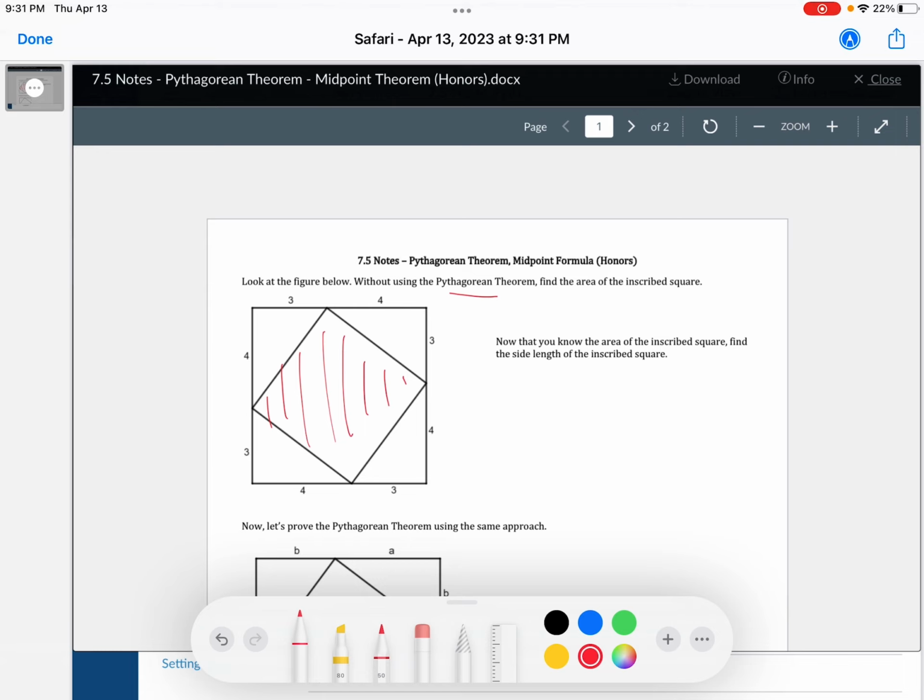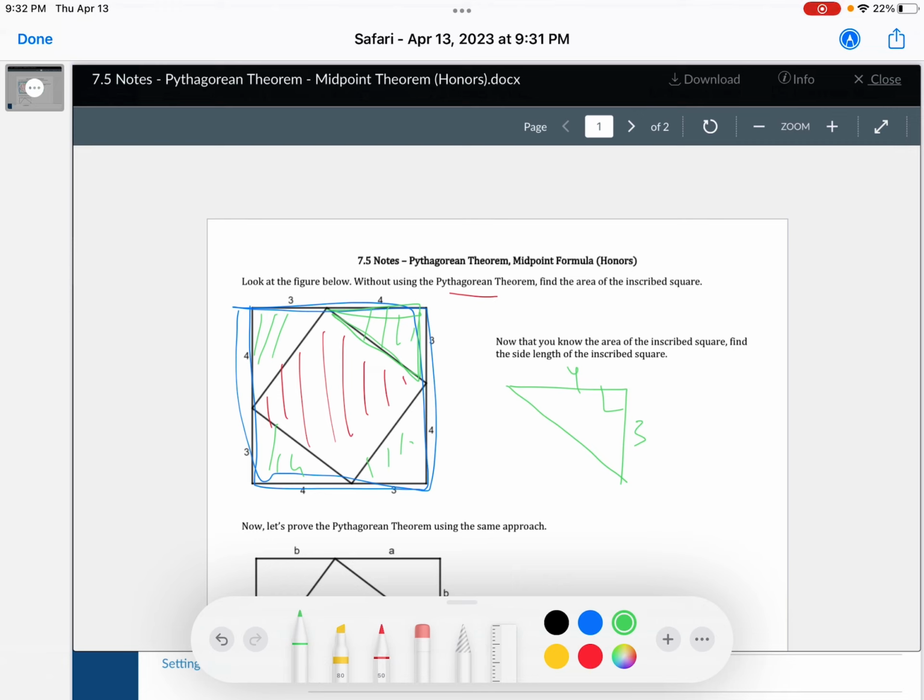Well, one way of doing that is finding the area of the large square, the blue square, and subtracting away from that the area of these four little triangles. If I took those four little triangles, let's color them in green. They're 4 by 3, right? So this one is 4 by 3.